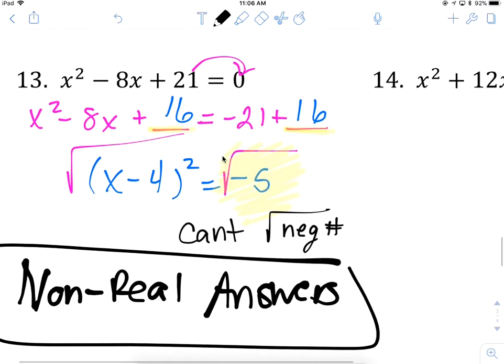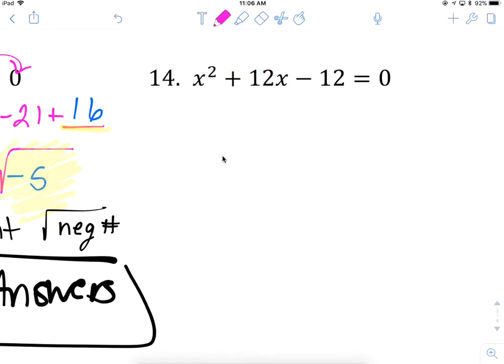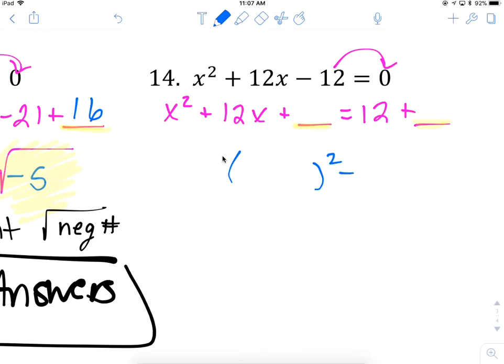We have one more question together. All right, last question, number 14. First, if I cut 12 in half and square it, do I get -12? No. So we need to move that 12 to the other side and create a blank. When I move it to the other side, it changes to a positive, and I make sure I have a blank on both sides. Setting up my square so I can fill it in.